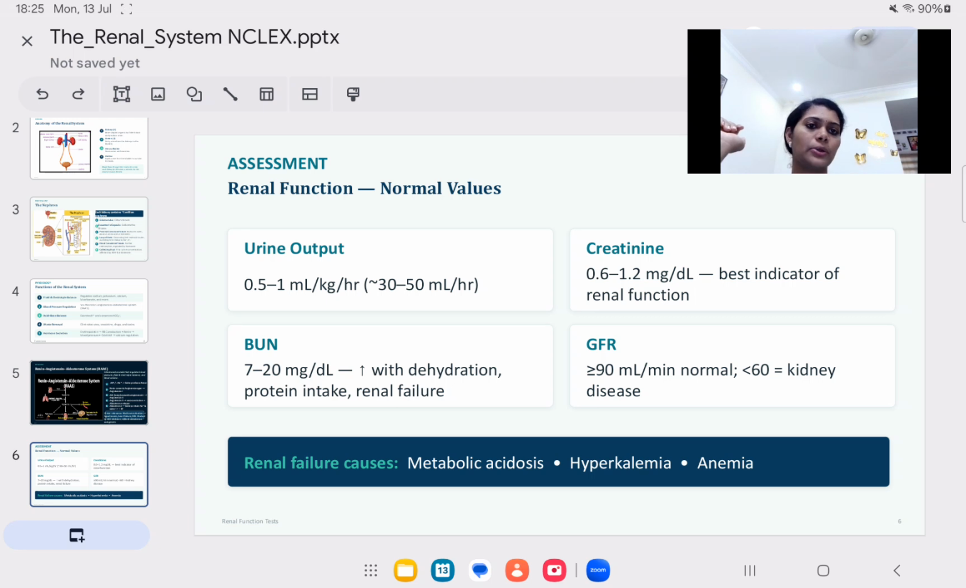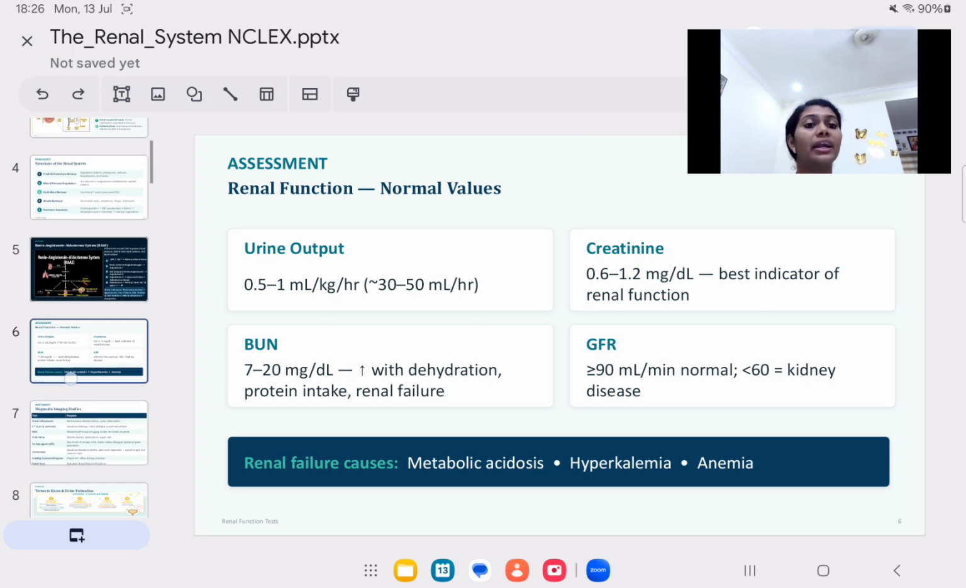According to this glomerular filtration rate, we are staging the chronic kidney diseases. If it is greater than or equal to 90 ml per minute, it is a normal kidney, and as the GFR rate decreases, we are staging stage 1 kidney disease, stage 2, and if it is less than 30 ml per minute, we confirm it as end stage renal disease.